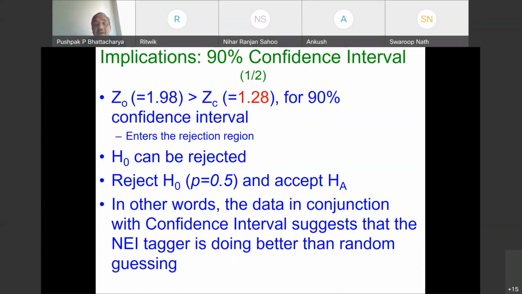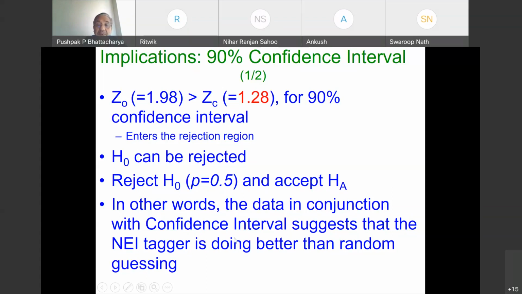So now Z observed, which is 1.98, is greater than critical value of Z, which is 1.28 for 90% confidence interval. Now, the convention is that if the observed Z value is more than the critical value, then we can reject the null hypothesis. Okay, this is a mechanical statement, but the reason is there. So now we can reject H0 and we can accept HA.